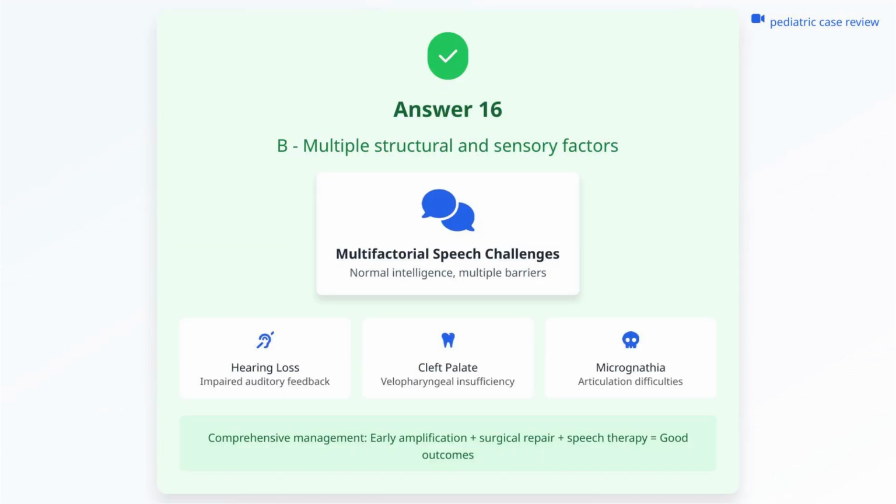Speech difficulties result from multiple factors. Conductive hearing loss impairs auditory feedback, cleft palate causes velopharyngeal insufficiency, and mandibular hypoplasia affects articulation. Importantly, intelligence is typically normal. Comprehensive management includes early hearing amplification, surgical cleft repair, and intensive speech therapy. With proper intervention, speech outcomes are generally favorable.